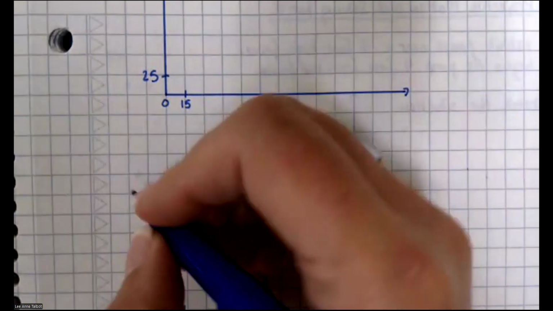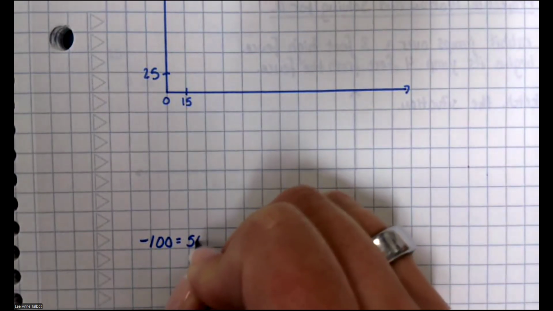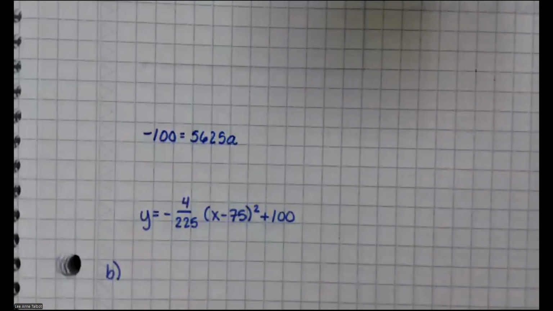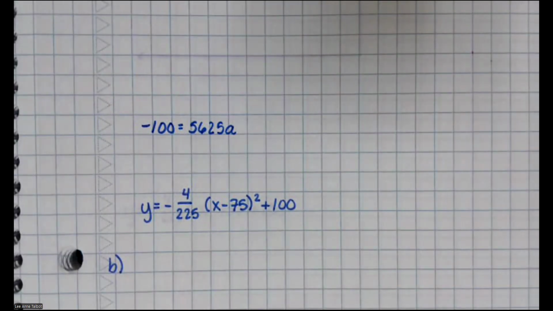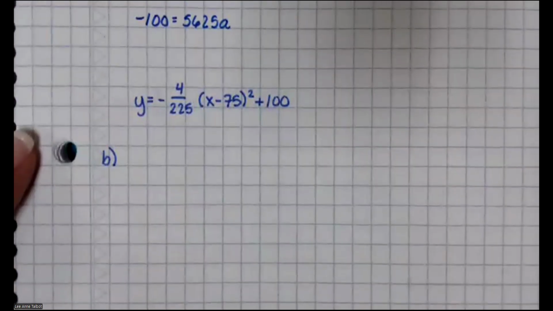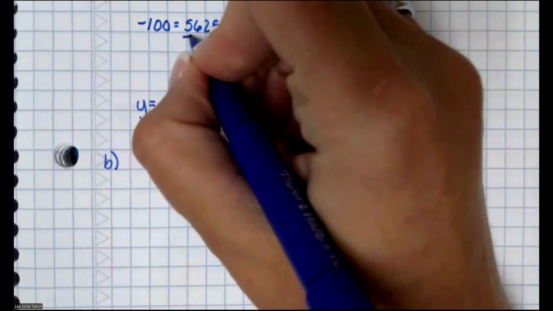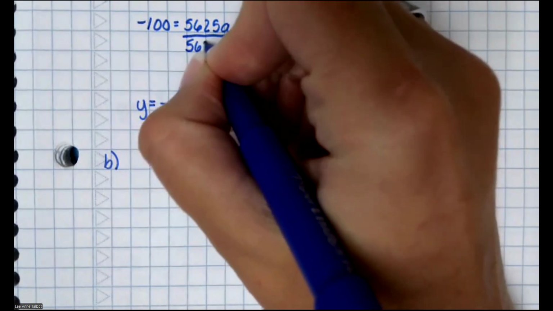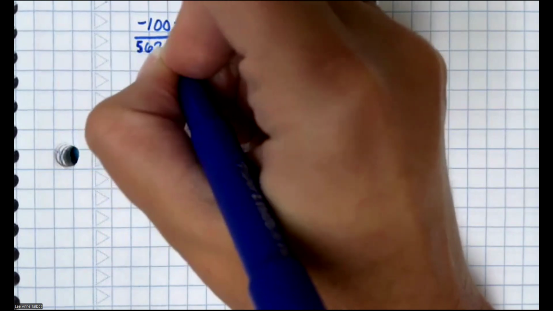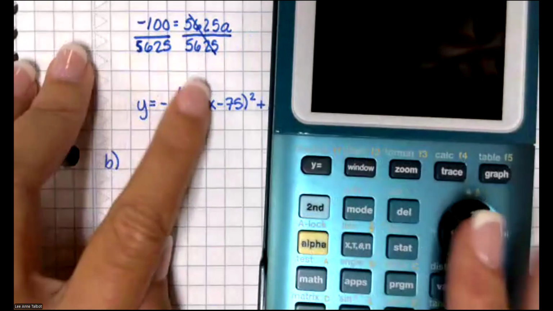Negative 100 equals 5,625A. It's not random. Okay, so let's just pretend that's what you have, and let's pretend that you wanted to get A by itself, so you divided by 5,625 on both sides. Okay, now let me show you the cool thing.